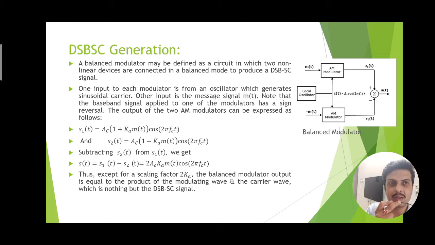Therefore it's a product of the message and carrier, which has an upper sideband and a lower sideband. So the main target of double sideband suppressed carrier is to generate two sidebands which carry information and suppress the unmodulated carrier, which is a wastage of power in the modulated signal. Therefore we can increase the figure of merit.